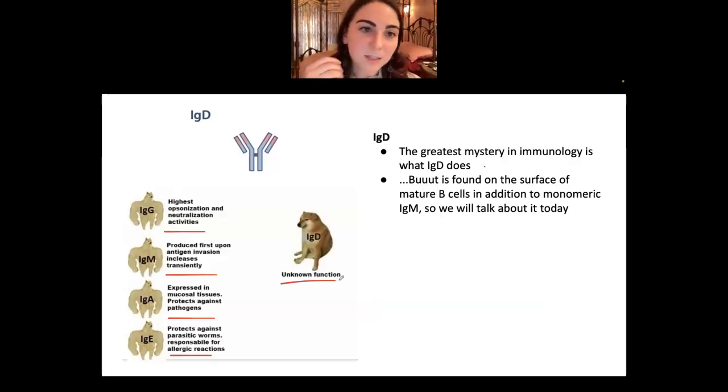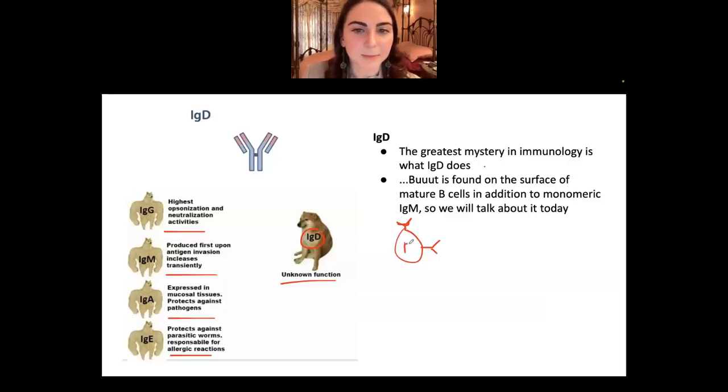But we're going to talk about B cell development today. IgD is found on your mature B cell surface, and this is actually how you can determine you have a mature B cell: if you have both IgM on the surface, like a B cell receptor, and IgD. It's just a marker that you have a mature B cell, even though it literally doesn't do anything.